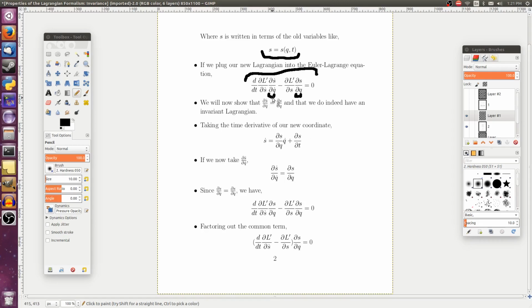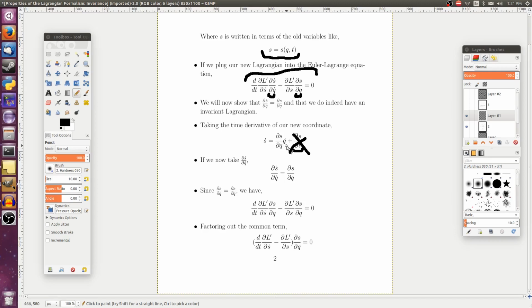And then, like I said before, we want to show that partial S dot over partial Q dot is equal to partial S over partial Q. So we better take partial S dot over partial Q dot. And if you do that, then if you look right here, you can take the derivative of each term with respect to Q dot. And this term right here is not dependent on Q dot, so it just goes away. It's a fancy constant, if you will.